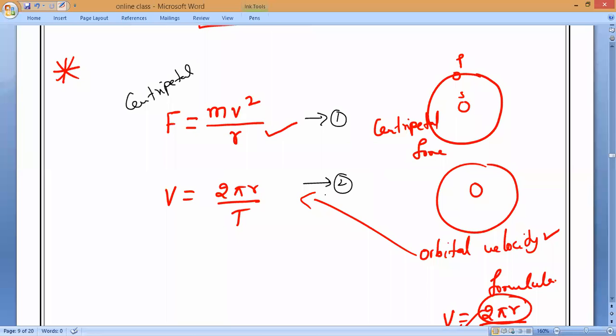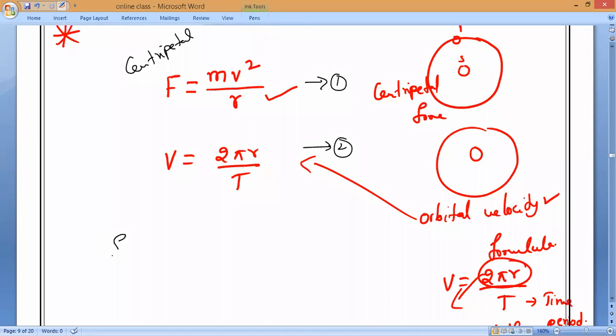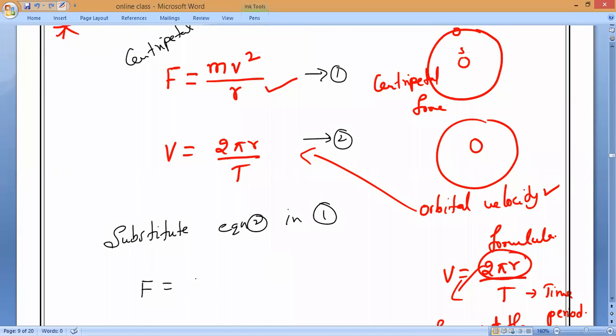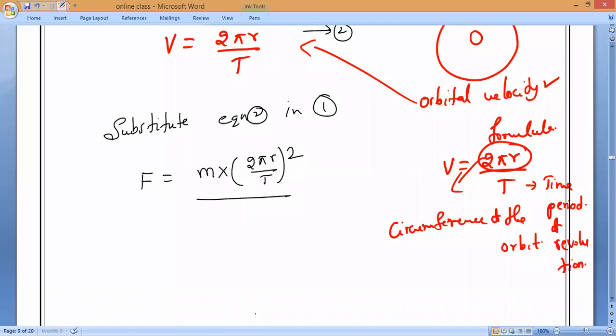Is it okay, everybody? Now I will explain after the deduction. Now substitute equation 2 in equation 1. What will happen, guys? F is equal to what will come? First M, mass. M into V means what? V square it is, but we have only V here. So V we can make 2 pi r by T, whole squared, divided by R. Is it yes, guys?